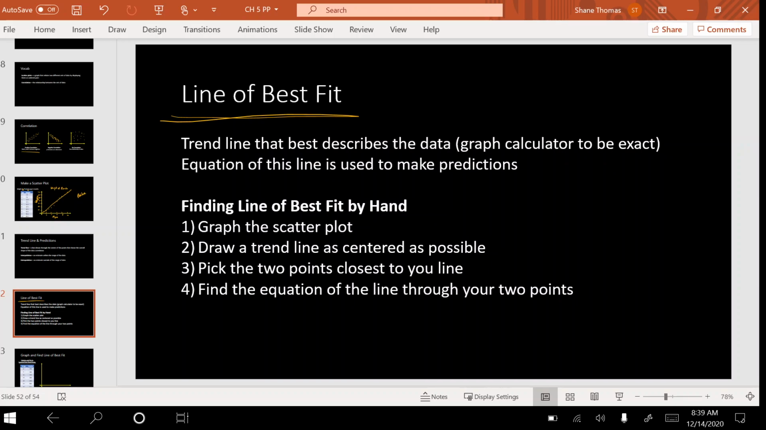Where's the line? You draw it. Look at the steps. You graph it. Then you draw a trend line, and you draw it as close to the center as possible. Then you pick 2 points. We didn't do an example yet. These are your steps for how to do it.